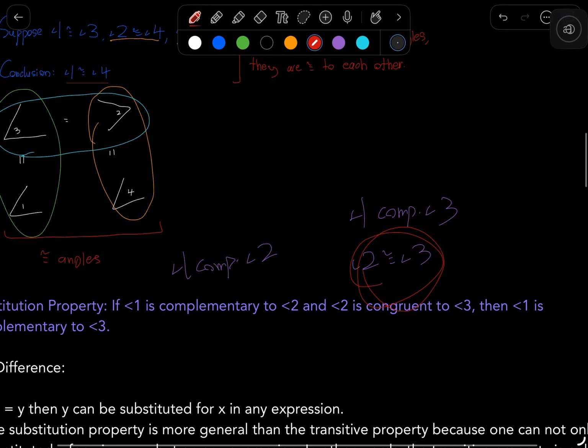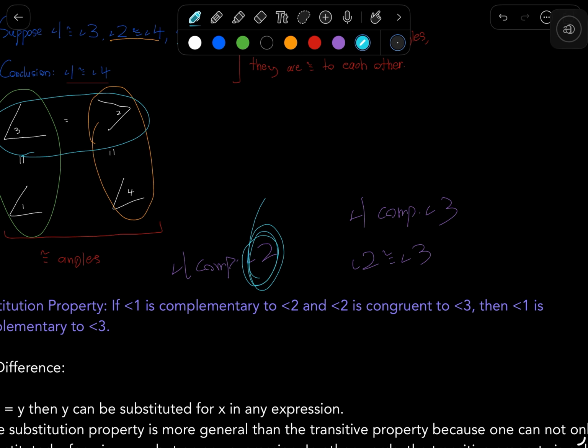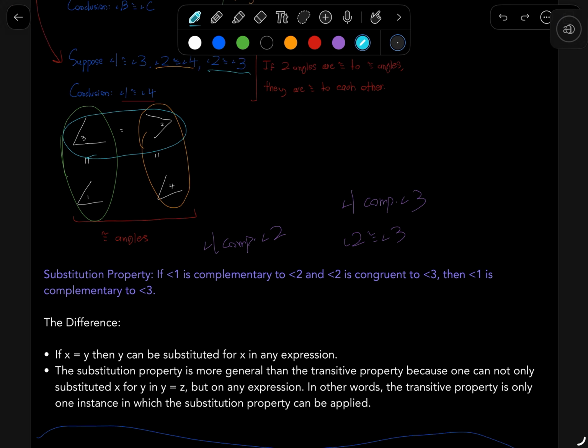So what you can effectively do is plug in angle 2 for angle 3, right? And say that angle 1 is complementary to angle 3. Once again, think of that as substituting the value of angle 2 and putting it as angle 3, right? That's where the substitution comes from.